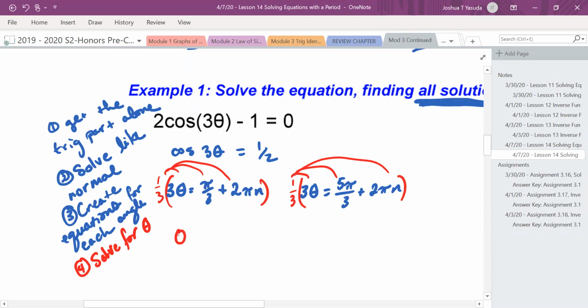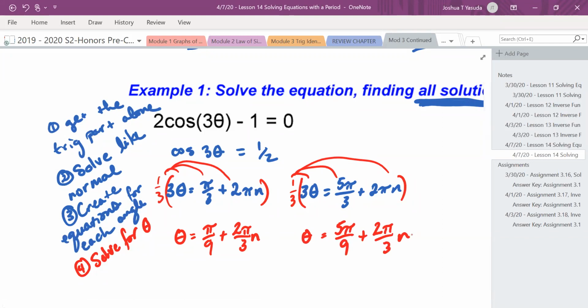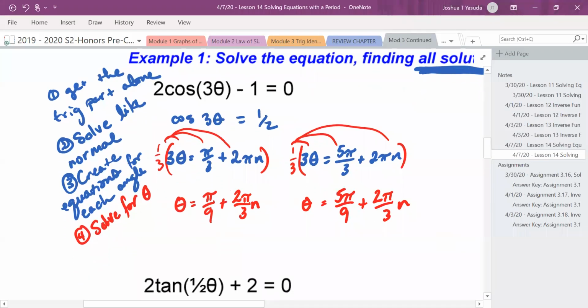So that would be what? Theta equals pi 9th plus 2 pi thirds n. And then theta equals 5 pi over 9 plus 2 pi thirds n. And so this would be the statements for all the solutions, okay? Now that might not make much sense.